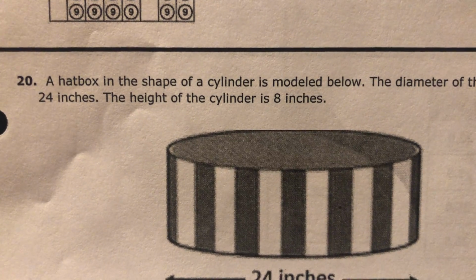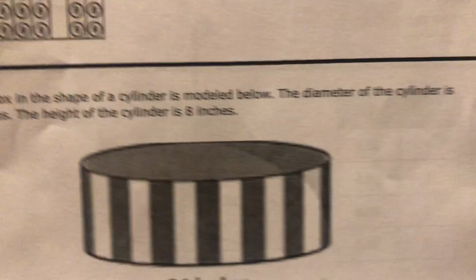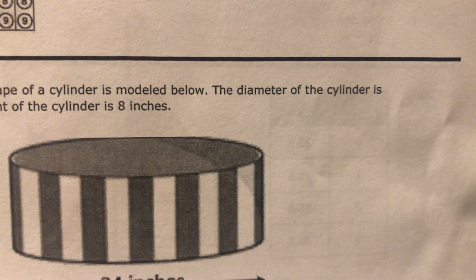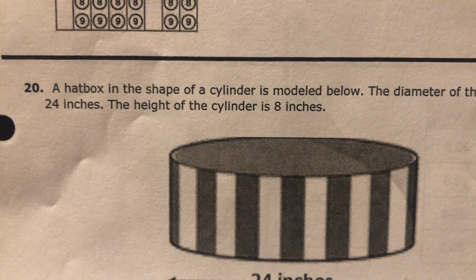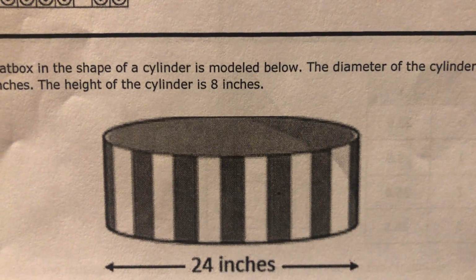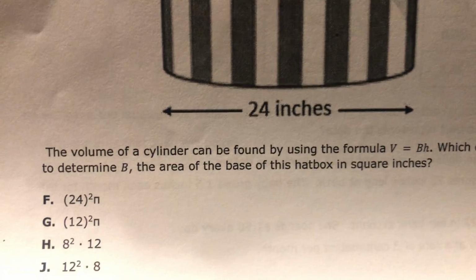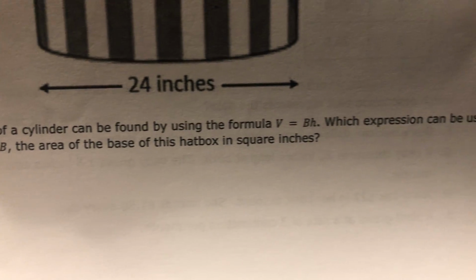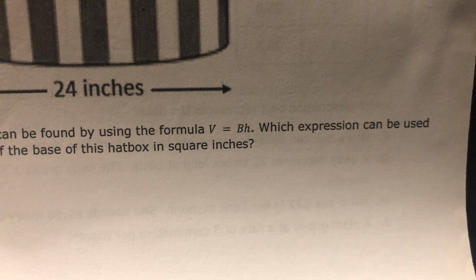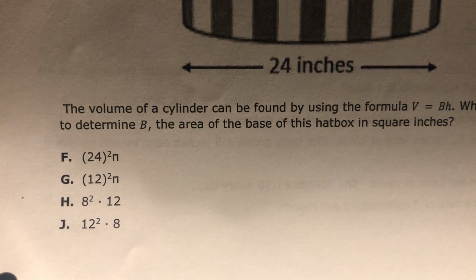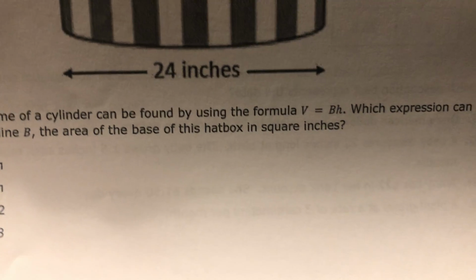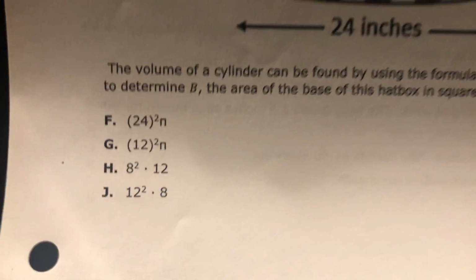20. A hat box in the shape of a cylinder is modeled below. The diameter of the cylinder is 24 inches. The height of the cylinder is 8 inches. The volume of the cylinder can be found using the formula V equals big B H. Which expression can be used to determine big B, the area of the base of this hat box in square inches?